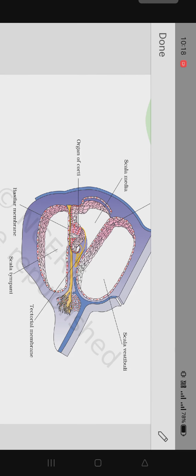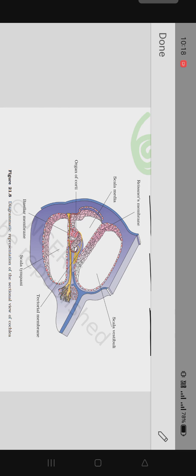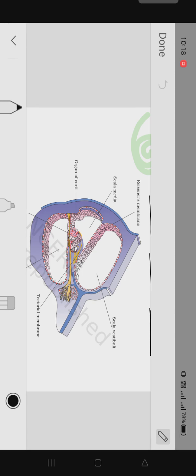This is the very typical diagram given in NCERT, easy to understand. Now I guess I don't need to mention everything. That's the scala vestibuli portion, that's the scala tympani, and that's the scala media. And this membrane is known as which membrane? Yes, you're correct, Reissner's membrane. That's the basilar membrane. Very good.